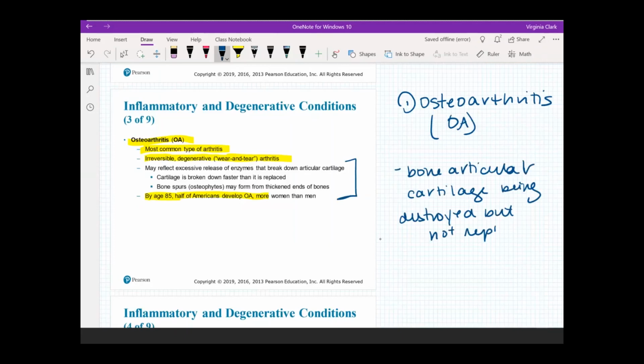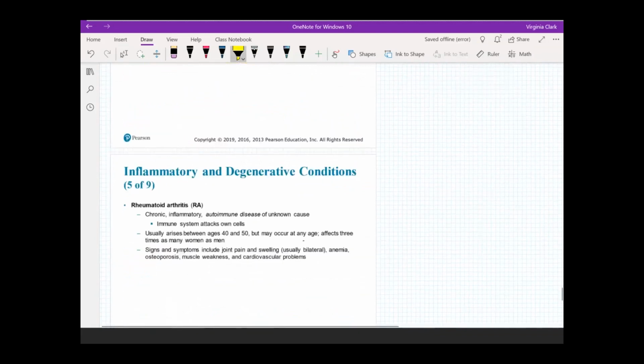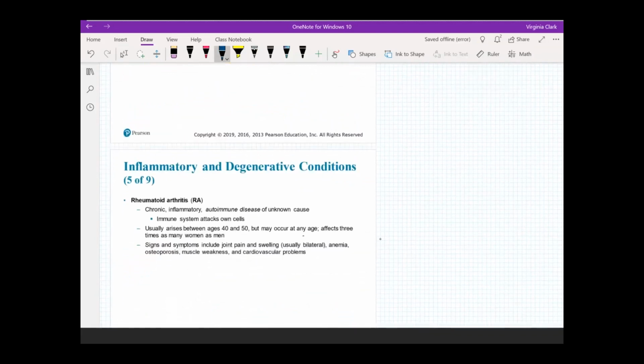So you could be destroying and taking care of more of that, but you haven't actually replaced it. So it is going to be wear and tear on the bone ends. The second type, this is normal aging process, some more information about it. The second type is going to be rheumatoid arthritis.